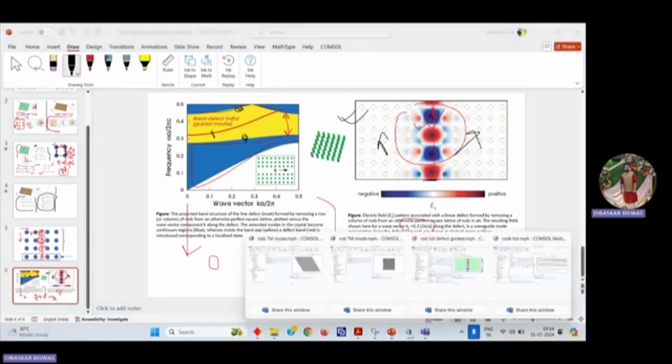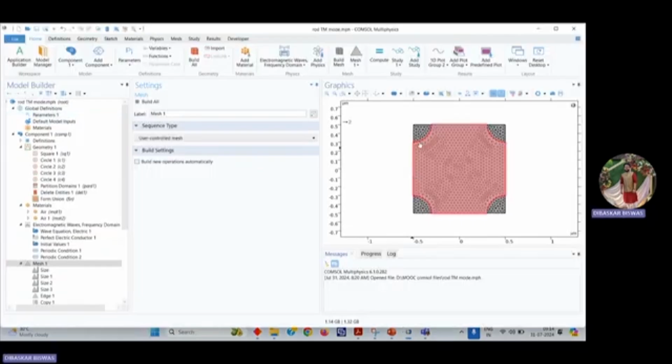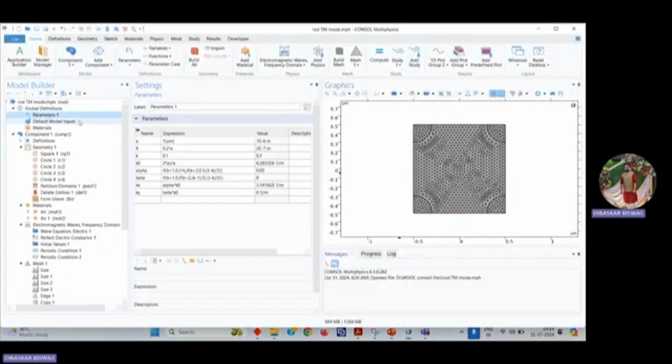So we shall go to the console here, and first we shall see the band diagram. For this dielectric rod structure, you go to the parameters, and define a as 1 micrometer, r as 0.2. You define the scalar k as 0.1, you can take any value. Then define k naught as 2 pi by a, and then give the conditions for alpha and beta, with kx as alpha into k naught, and ky as beta into k naught.